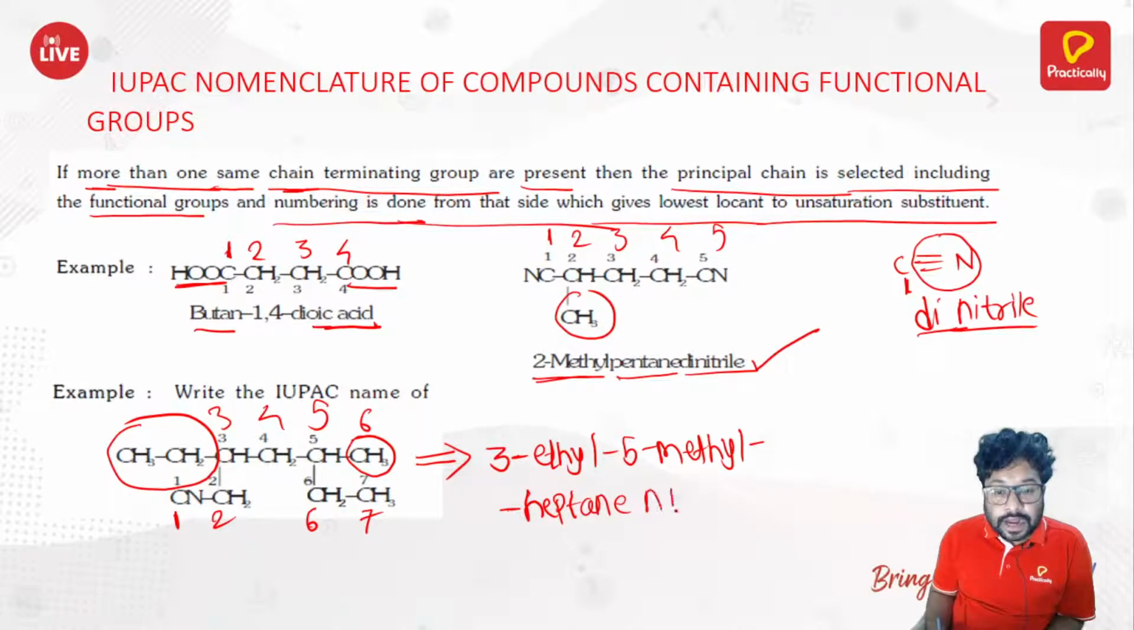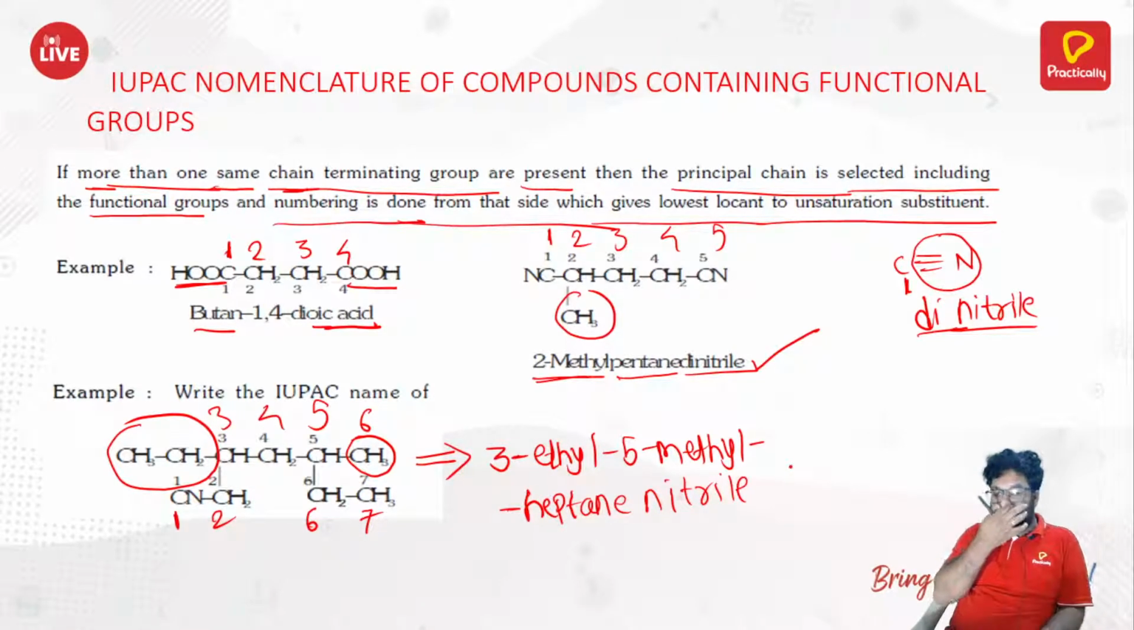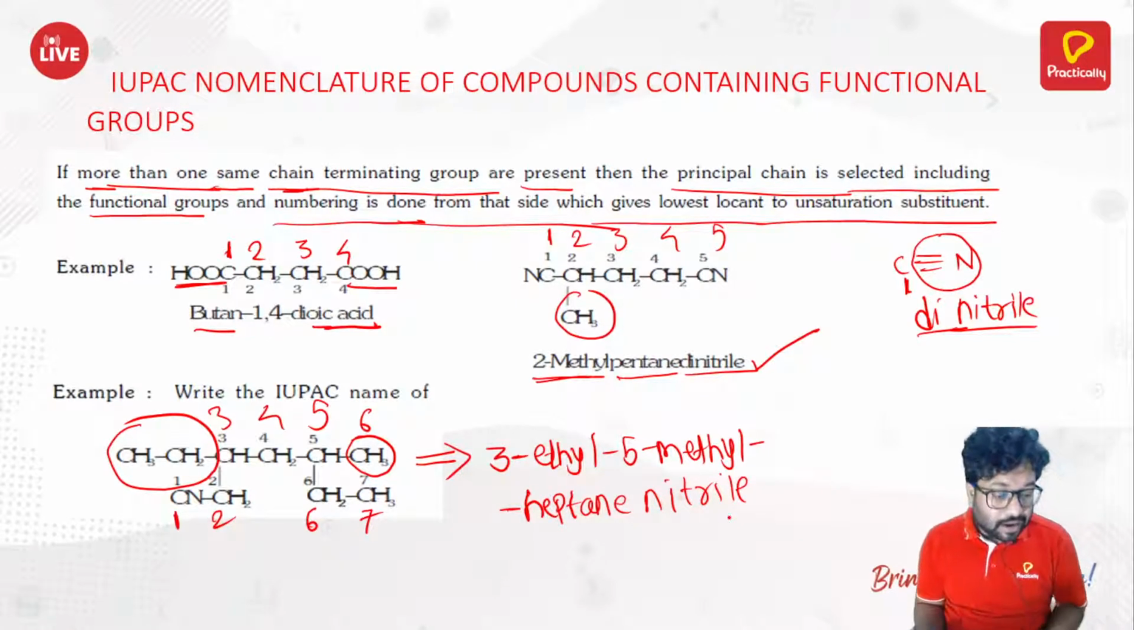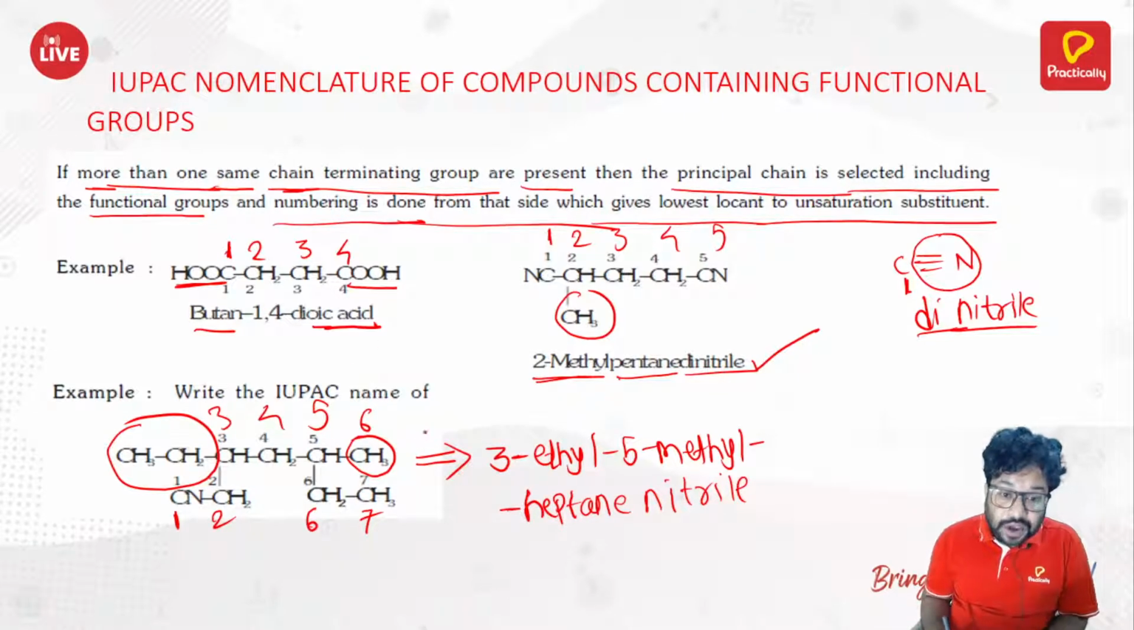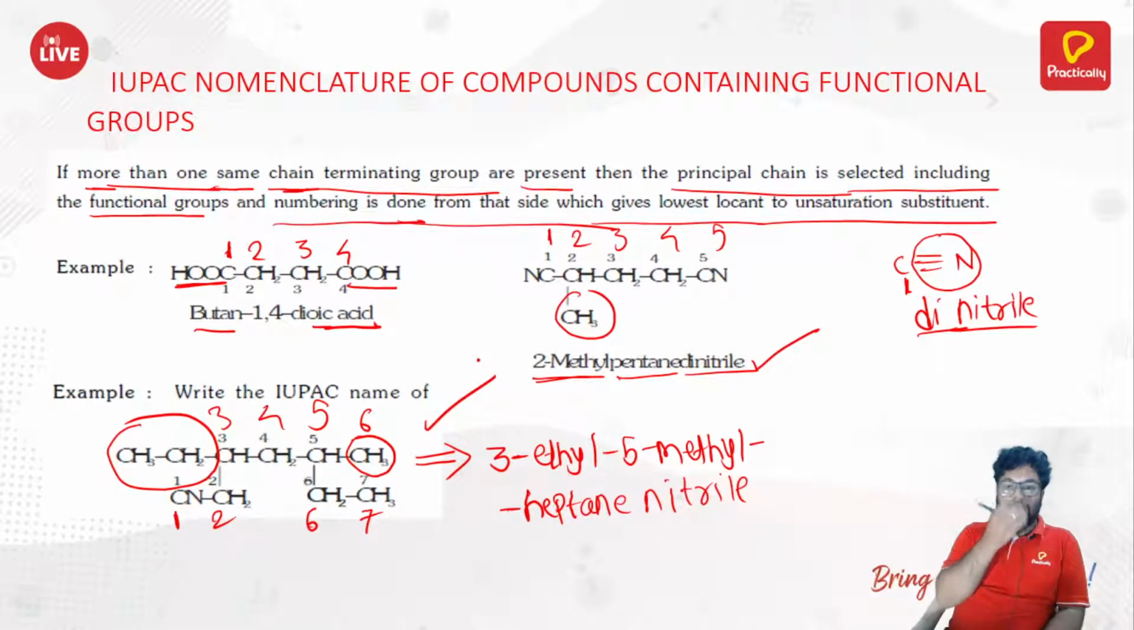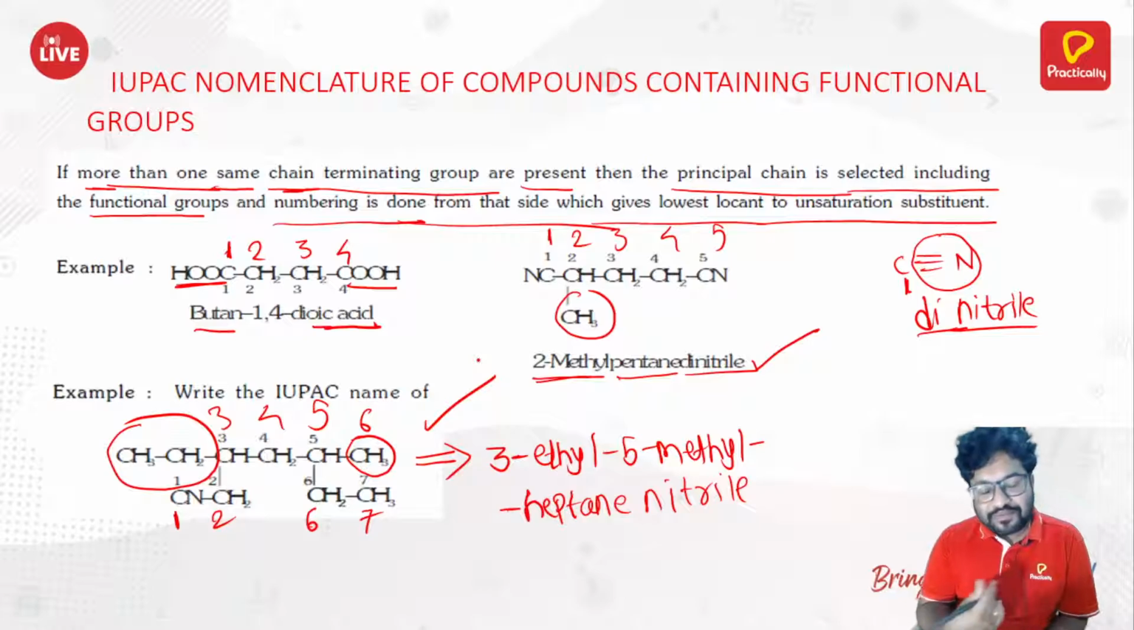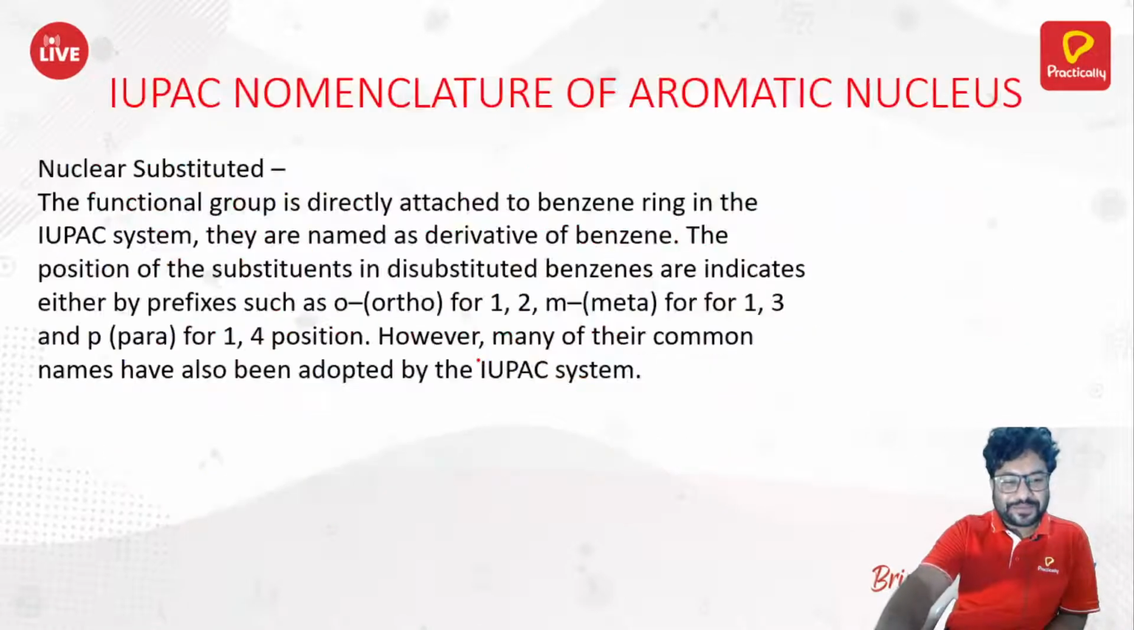Heptane nitrile. Now I don't need to mention the position of the cyanide there. When I say nitrile, it's a chain terminating functional group, so it should be present at the first carbon only. So 3-ethyl 5-methyl heptane nitrile. That is how you name this functional group. Okay. Sure. Moving ahead.